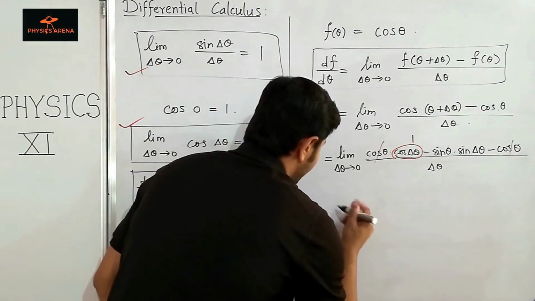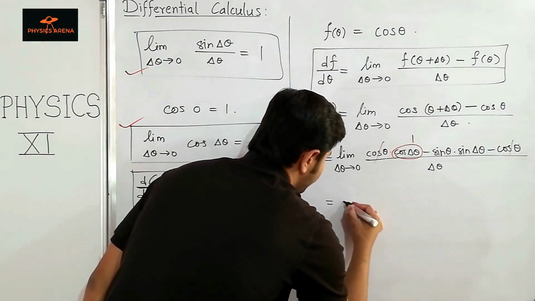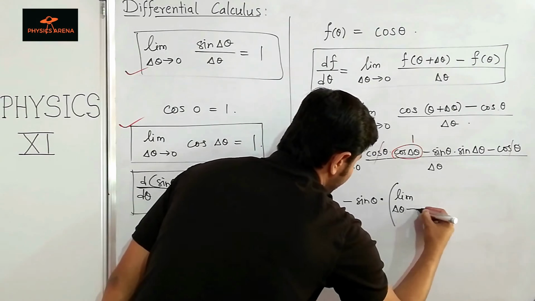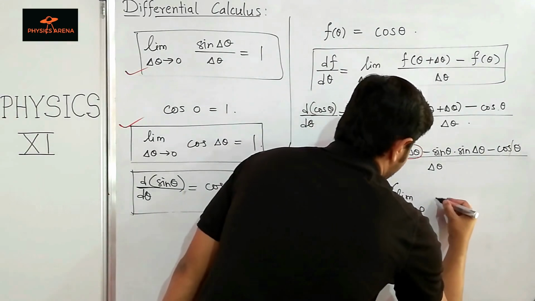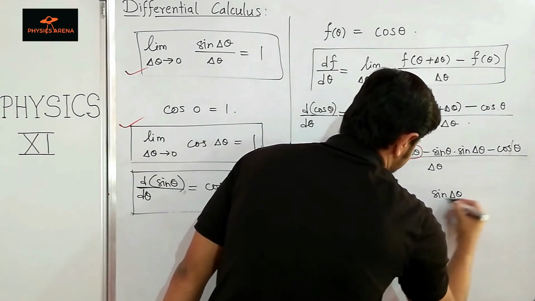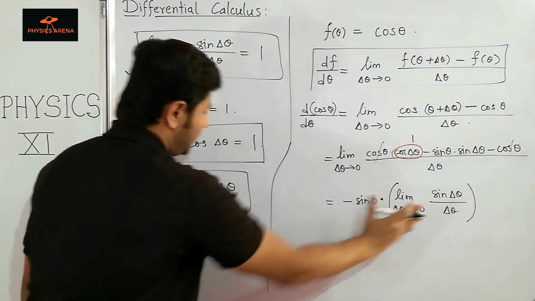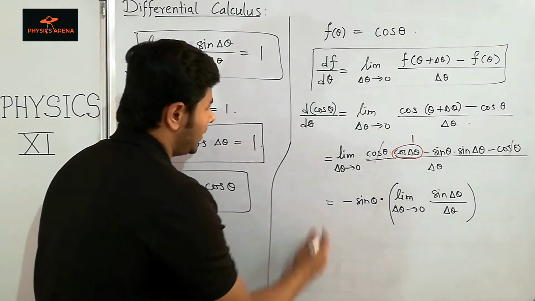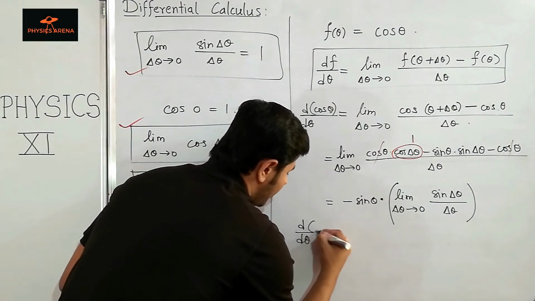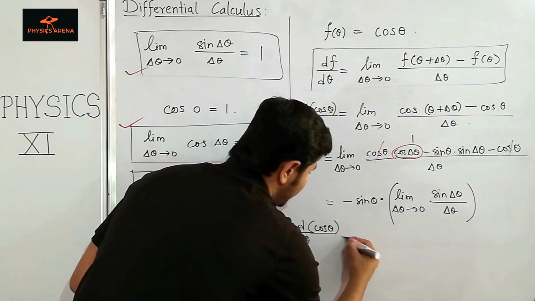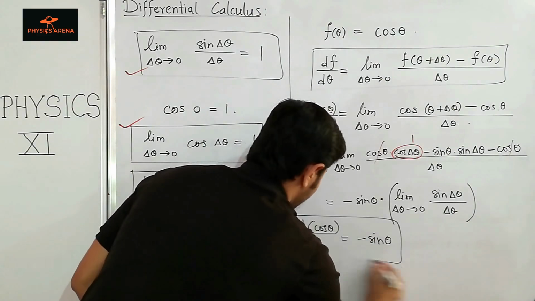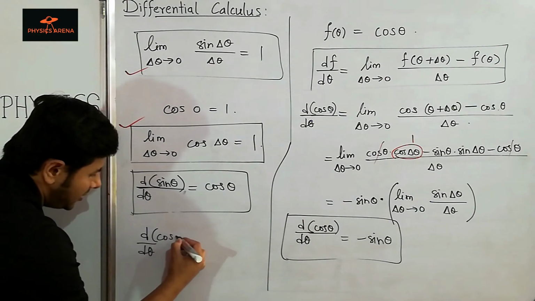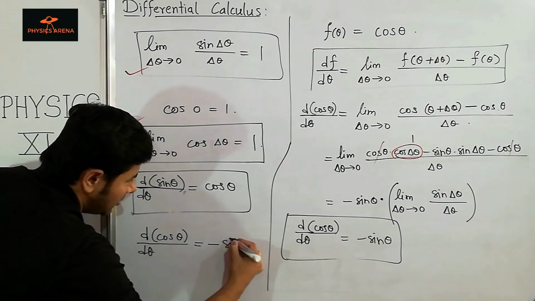and let's just rewrite it like this. So I will write minus sin theta outside, multiplied by limit delta theta tends to 0 of sin of delta theta divided by delta theta, and we know this limit is equal to 1, so this thing becomes 1, and that's why d by d theta of cos theta is equal to minus sin theta. Okay, so d by d theta of cos theta equals minus sin theta.